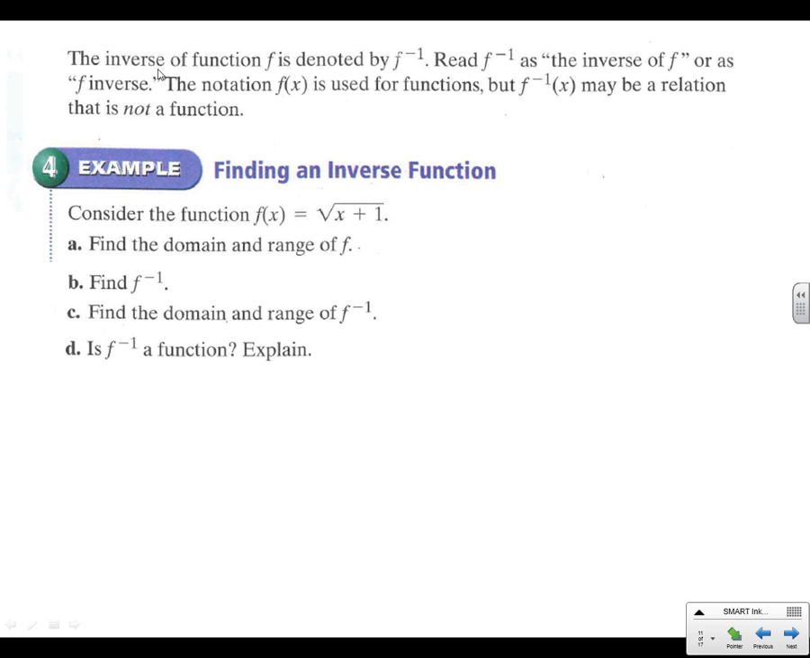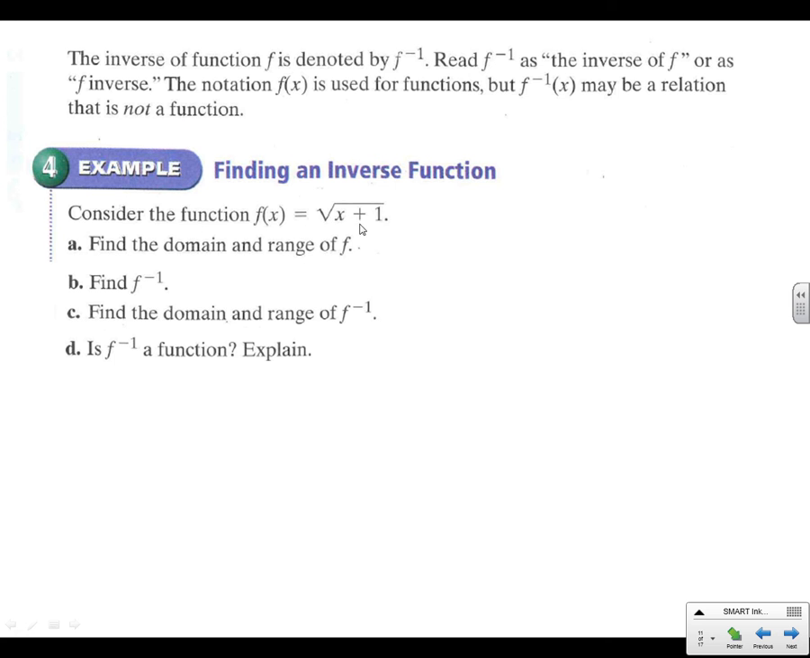Okay, let's take a look at what we're saying here. The inverse of function f is denoted by f negative 1, right? And we read that, we don't say f negative 1, we say the inverse of f. But we're going to write this, f with a negative 1 up at the top, all right? And you'll see that if you look on your graphing calculators, you'll see x to the negative 1, right? That's your inverse function key, all right? So the inverse of f is written as f with a negative 1, all right? So it might be a relation that is not a function, so we have to be careful with this.